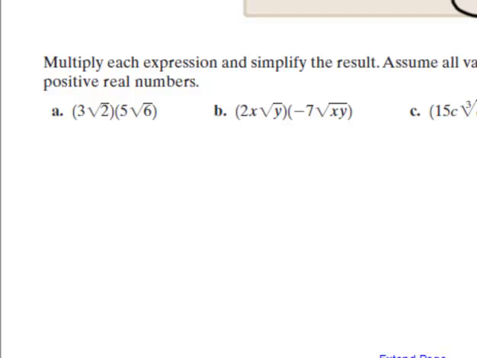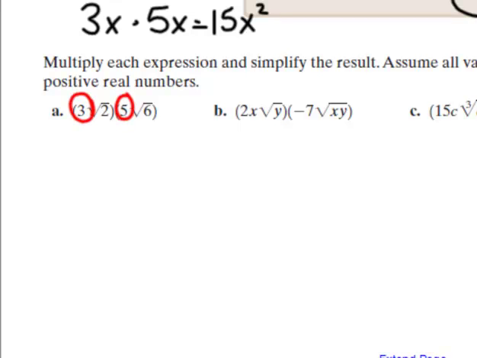So think back to x's. If I was multiplying 3x times 5x, we would multiply 3 and 5 together. And then we would also do x times x, which is x squared. So same thing with our radicals. Remember, adding and subtracting, you couldn't combine them. But when we're multiplying, you multiply everybody on the outside, so 3 times 5. And then you multiply everybody on the inside, 2 times 6.